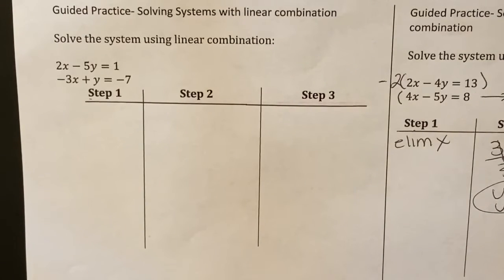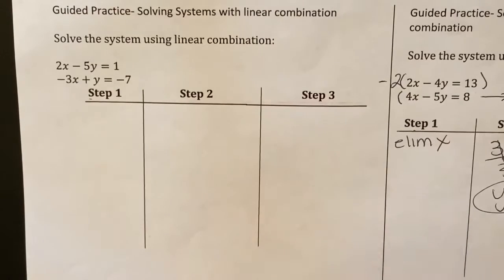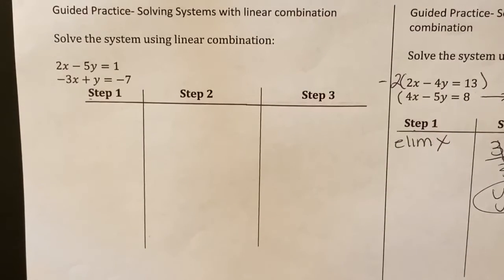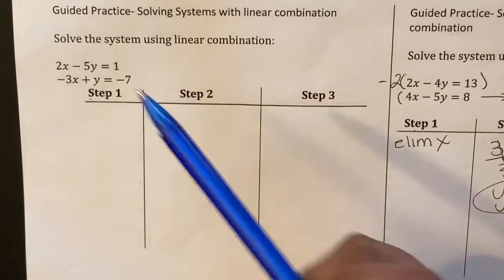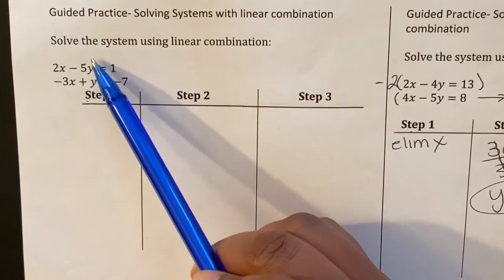Okay. So remember, you have it broken down to 3 steps for a reason. Every problem you do, make sure you're reviewing what each step is, so you know what you're doing at each step. The first step says to multiply one or both of the equations by a number to eliminate a variable. So you have to decide which variable you want to eliminate. Looking at these two, I think it's easier to eliminate y.